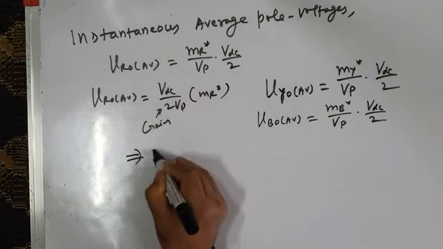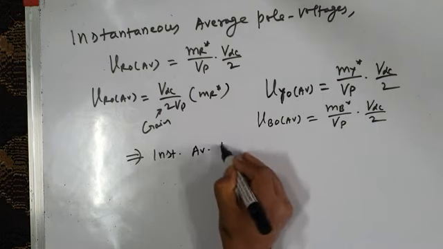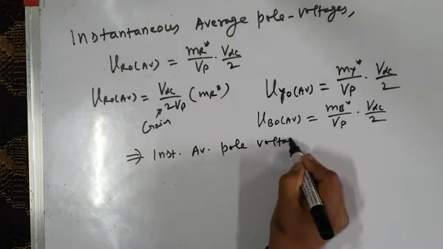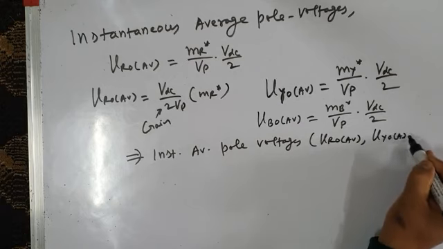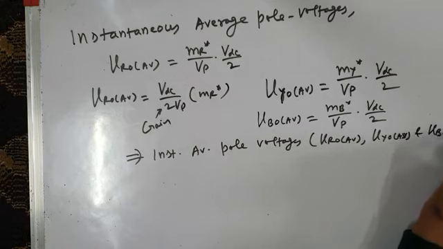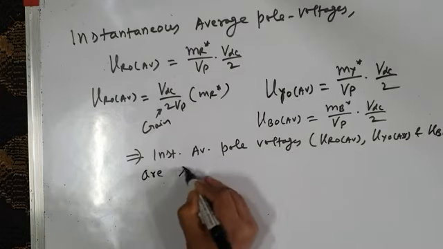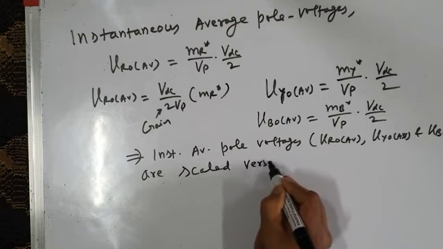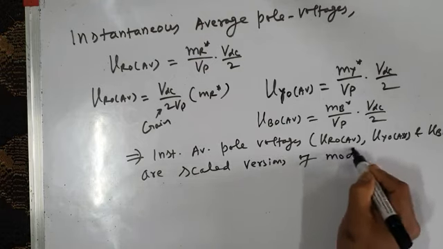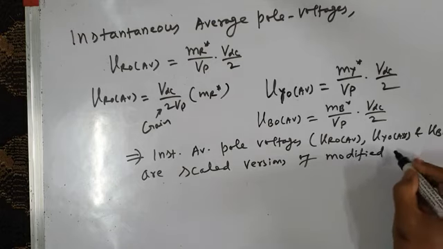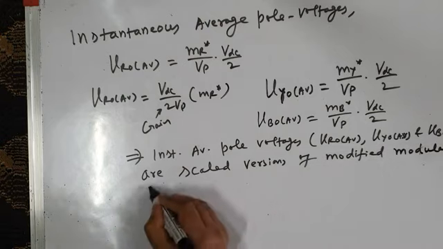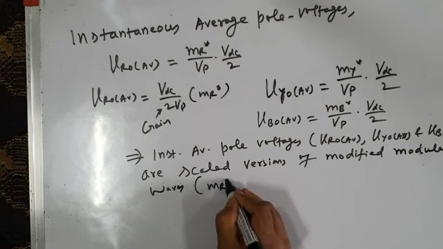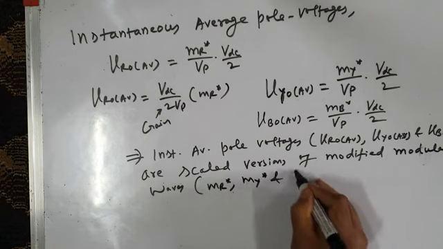So therefore, instantaneous average pole voltages, that is VRO average, VYO average and VBO average, are scaled versions of modified modulating waves or modified target reference waves, MR star, MY star and MB star.